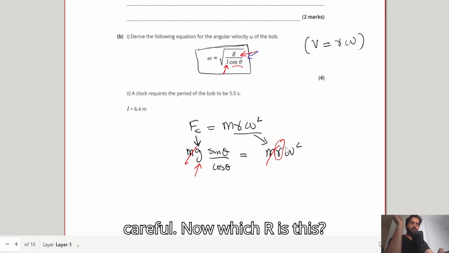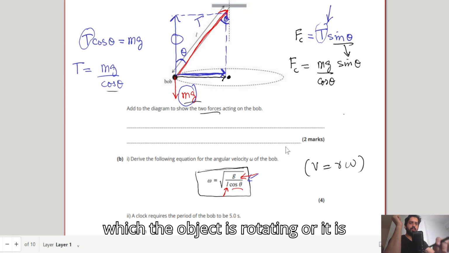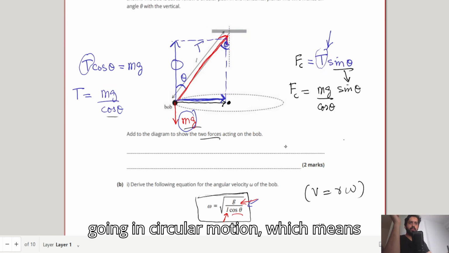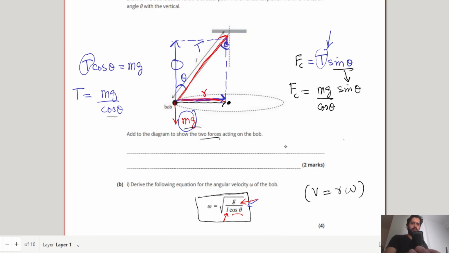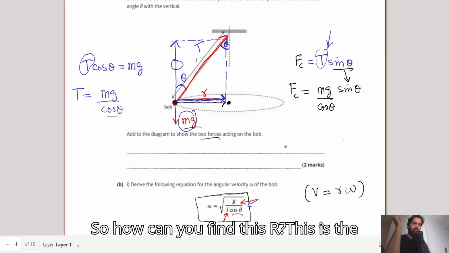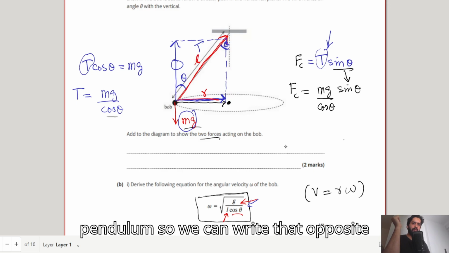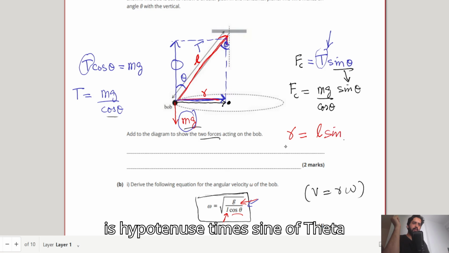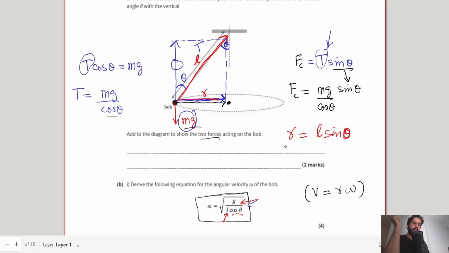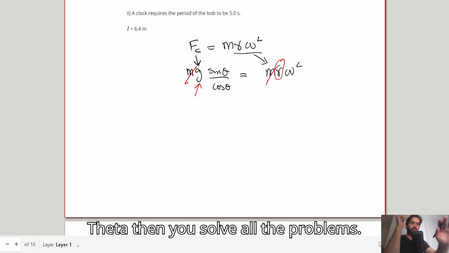Now, which R is this? This R is the radius of the circle in which the object is going in circular motion, which means this is the radius we are talking about. This is R. So how can you find this R? This is the opposite side of this length L of the pendulum. So we can write that opposite side R is just equal to L, which is the hypotenuse, times sine of theta, right? So if you replace R with L sine theta, then you solve all the problems.